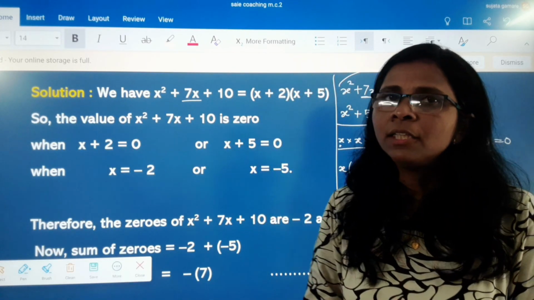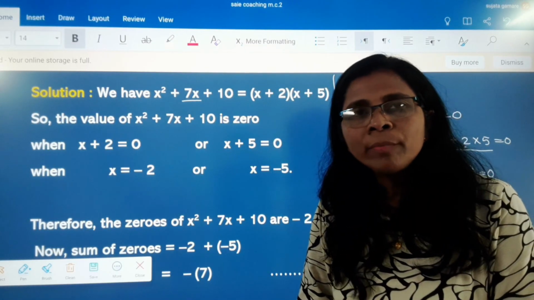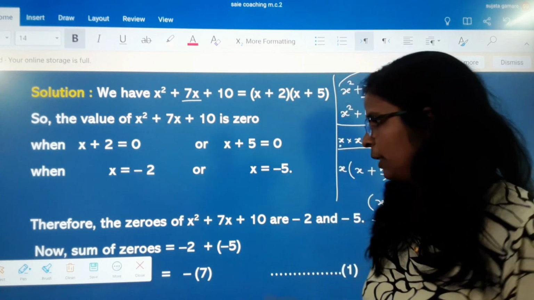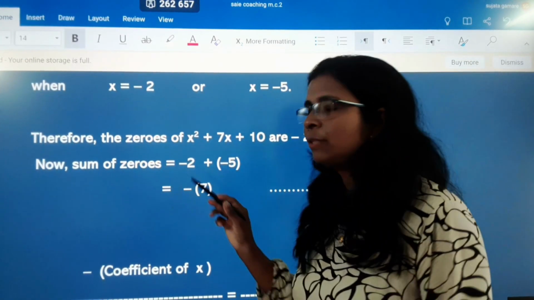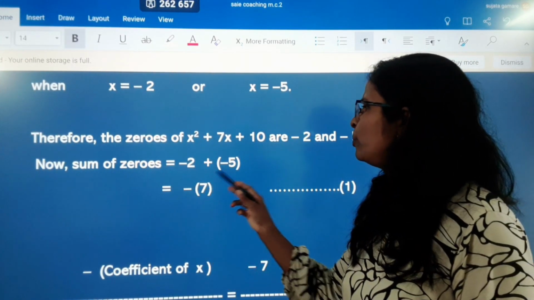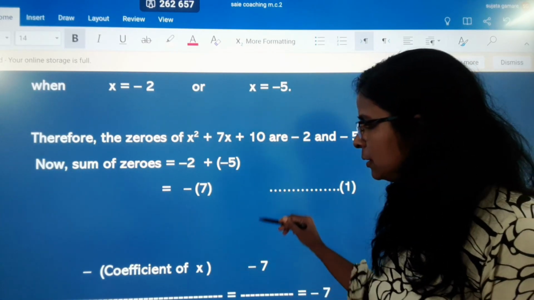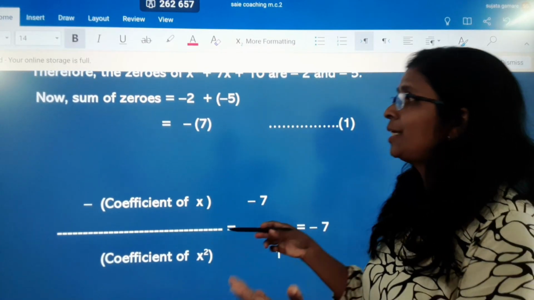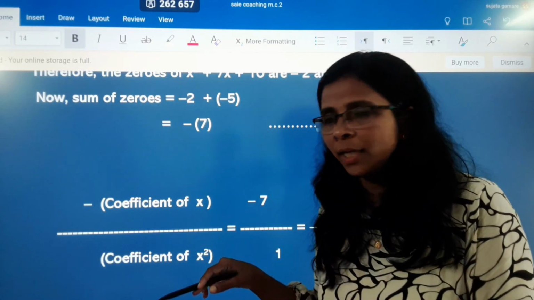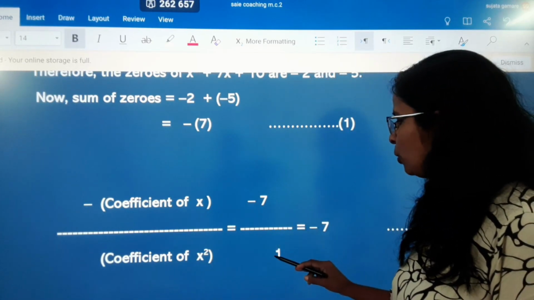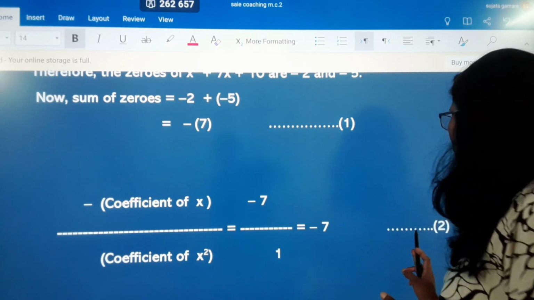How can you verify the zeros of the polynomial and the coefficients of the polynomial? So let us see here. For that purpose, first write the sum of the zeros, that is minus 2 plus minus 5, that means minus 7. Call it the first equation. Then the coefficient of x, or we say directly, minus b upon a, that means minus 7 upon 1, that means minus 7. So call it the second equation.